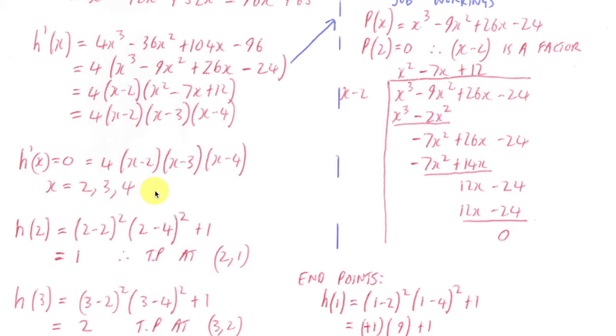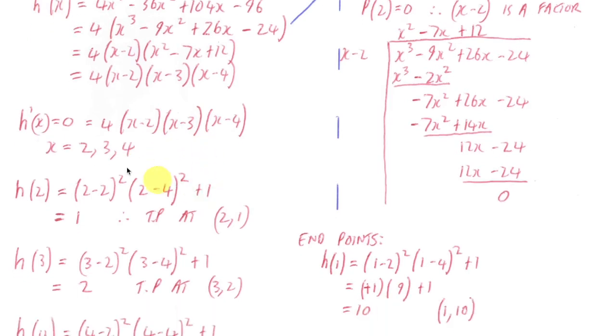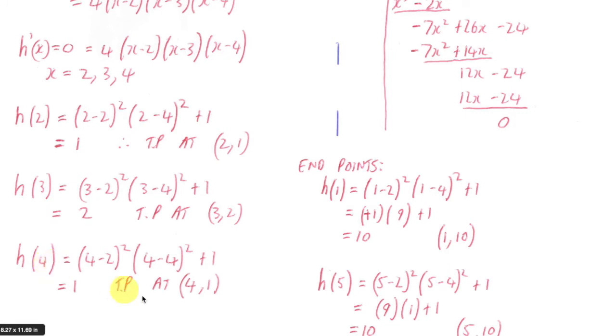Now, I need to work out the corresponding y values. So, of course, I don't sub in those values into the derivative. I sub them into the original function h of x. And if I do so, you can see that h of 2 is equal to 1, so there's a turning point at (2, 1). h of 3 is equal to 2, turning point at (3, 2), and we can see that our last turning point is at (4, 1).